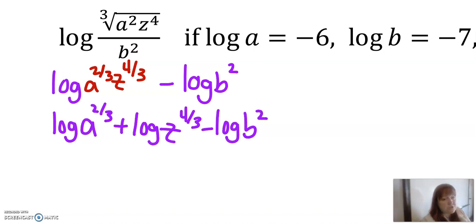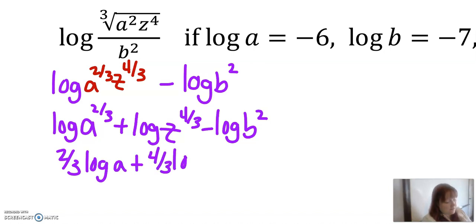Now remember, we're just trying to get this down so that there's just log of something, right? And right now I have log of a equals that, but this is log of a to the 2/3, so we need to get rid of that exponent, so we're going to bring the 2/3 down. So we have 2/3 log of a plus 4/3 log of z minus 2 log of b. Okay, so now I have all of this, and I can now just start substituting in.